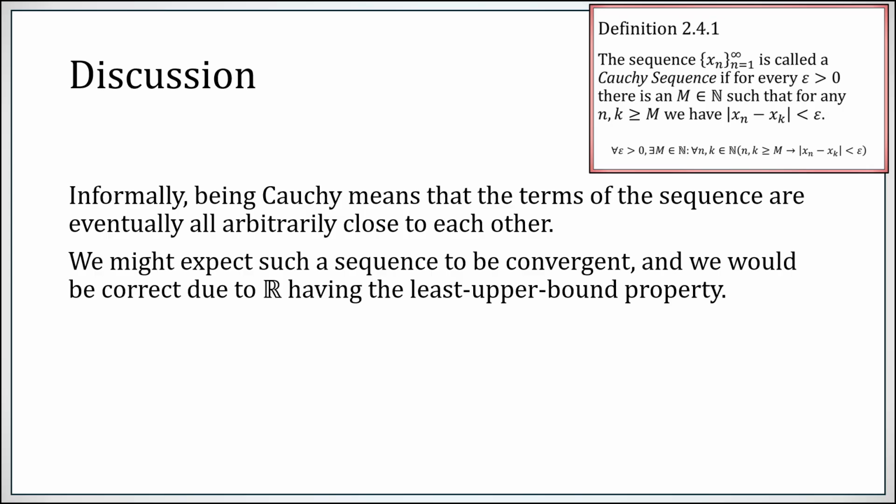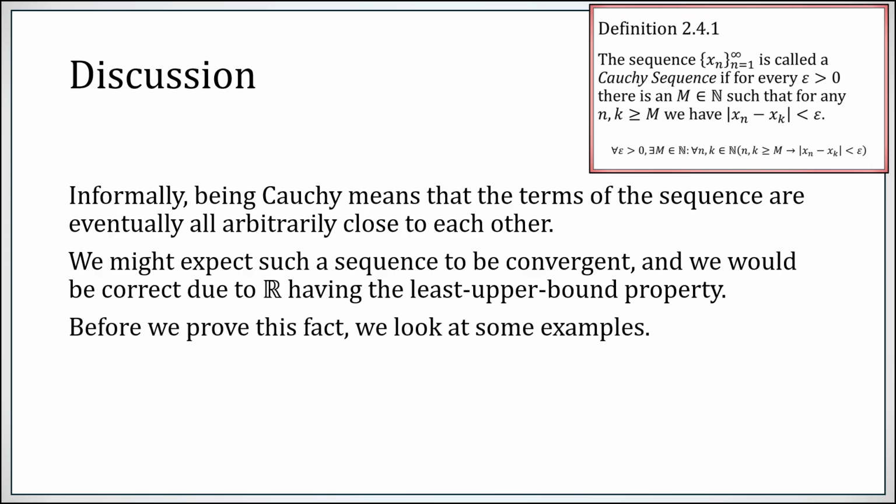Now we might expect such a sequence to be convergent, and we would be correct due to the least upper bound property. We'll have to prove that, of course. But before we prove it, we're going to look at some examples.